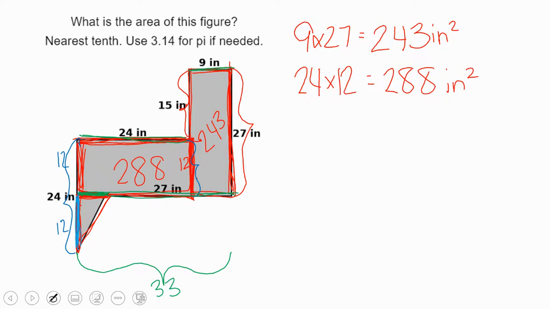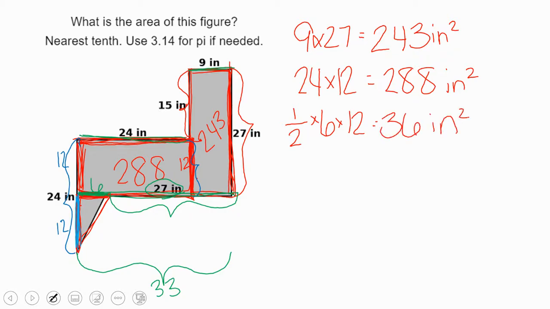Alright, now I know that from here to here is 27. So 33 minus 27 is going to leave this distance to be 6. Okay, so I have 1/2 times the base times the height. Alright, when you put that in your calculator, you're going to get 36 inches squared.